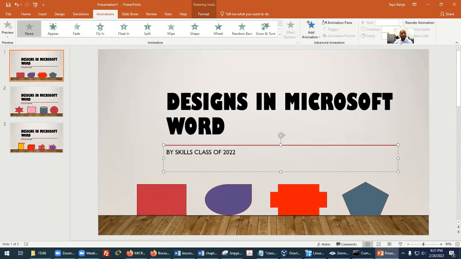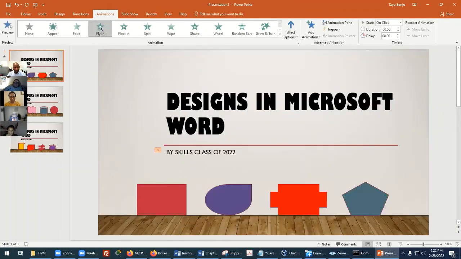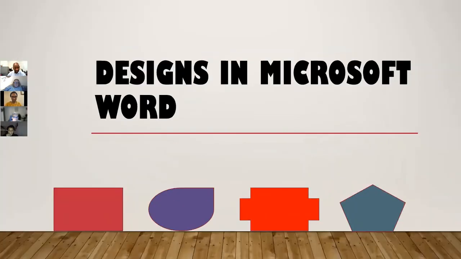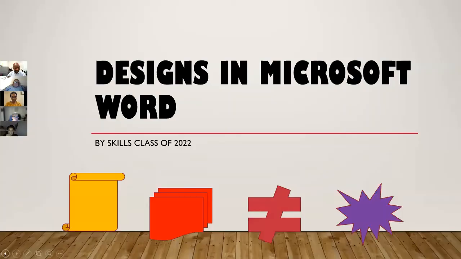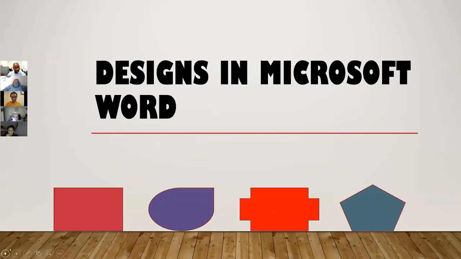So let's say I want to use fly in, right? You guys seeing this? I'm going to use the fly in option here. Just watch it. So I click on skills class 2022, I click on fly in, right? And when I run the slideshow, see what happens. Look at that. You see that? It actually flies in when I go in there. So do it again. Once I click, it flies in.